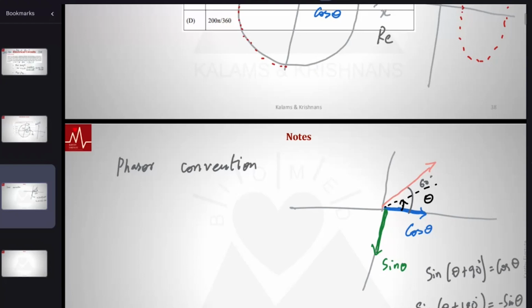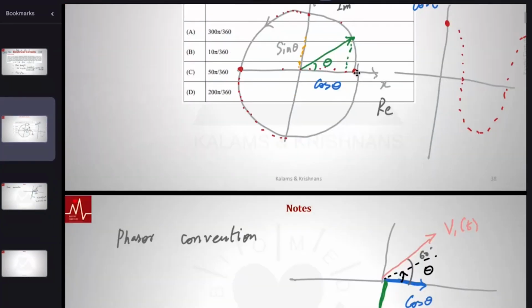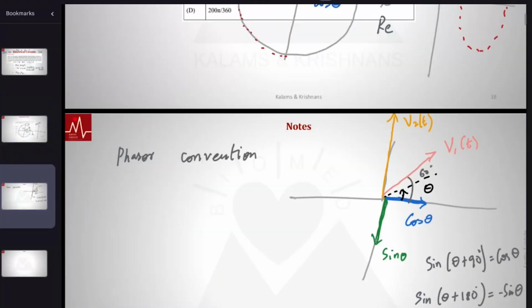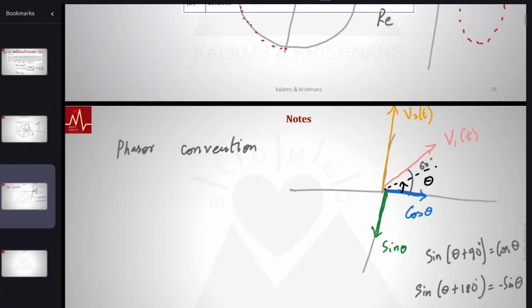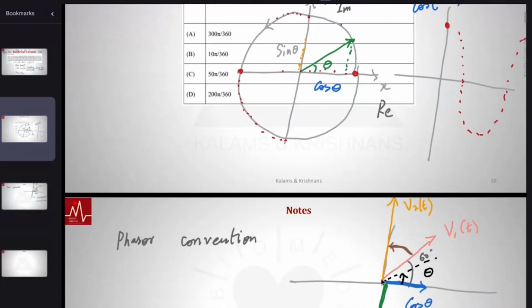That's the first vector, v1 of t. And then the second vector, v2 of t, is minus 3 sine 60. That is this vector, where I have drawn it opposite to the sine theta direction, 180 degrees opposite. And what we are asking for is the time taken for this vector to traverse this angle, which is the time delay between the two peaks. What is the time delay between the peaks of the voltage signal? The peak of this happens here, the peak of this happens here. So the time taken for this rotating vector to traverse this angle is the time delay.